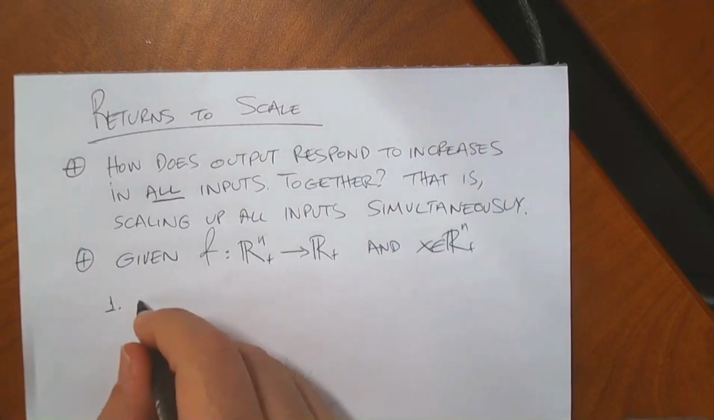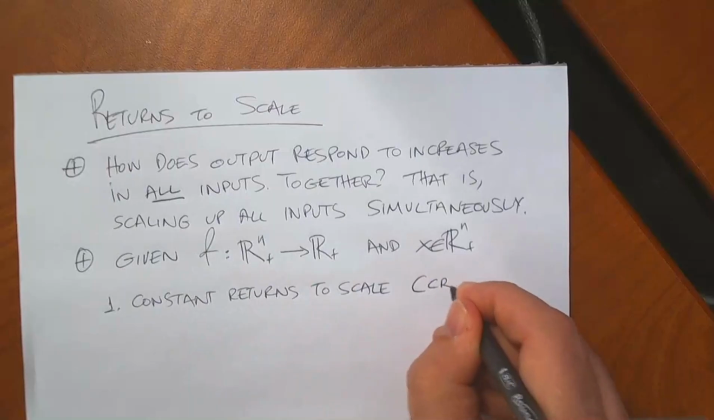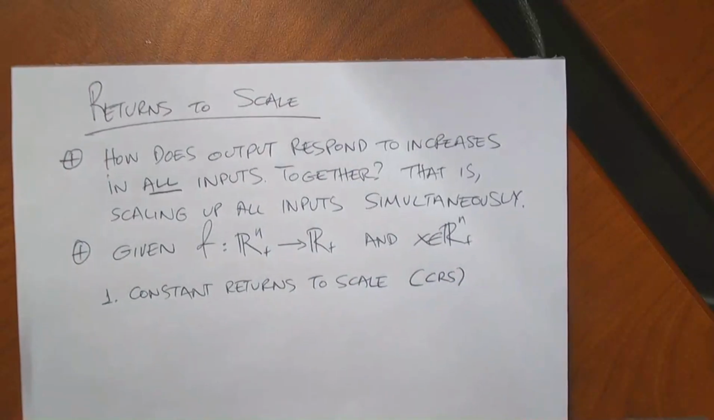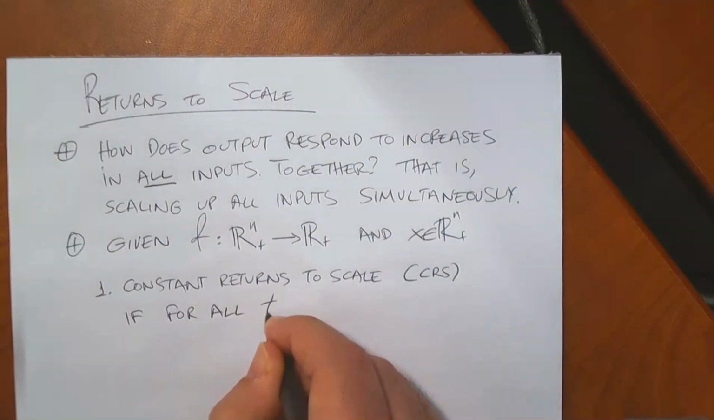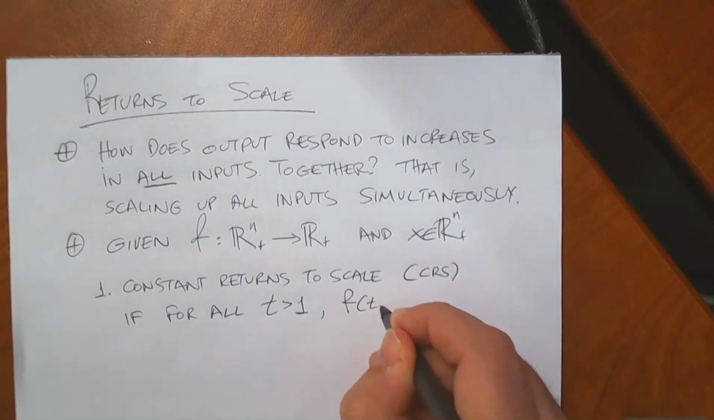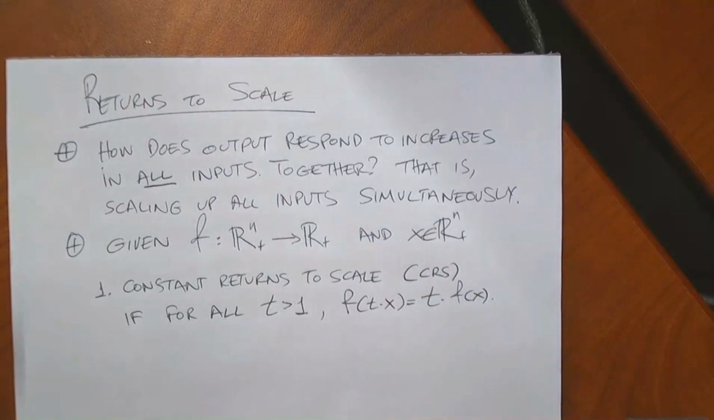One, we can talk about constant returns to scale. These are going to be symbolized as CRS. So a lot of times you're just going to see CRS automatically talking about returns to scale. If for all t greater than 1, so you have a parameter here that takes the value of greater than 1, not 1, but numbers greater than 1, you see that the f of tx is equal to t times f of x. So essentially, what does that say?